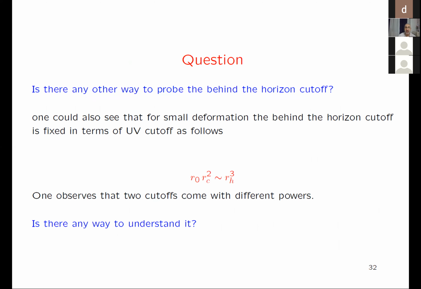Moreover, if you expand this expression for the neutral case for a very tiny UV cutoff, this is the expression you get for the relation between the two cutoffs. R naught is the cutoff near the singularity, and RC is the UV cutoff. They come with different powers. Is there any way to understand why? To address this, we consider another way to probe behind the horizon and see if we can get such an expression.